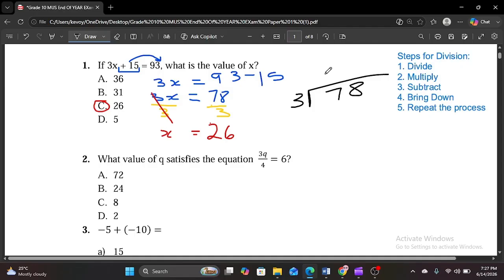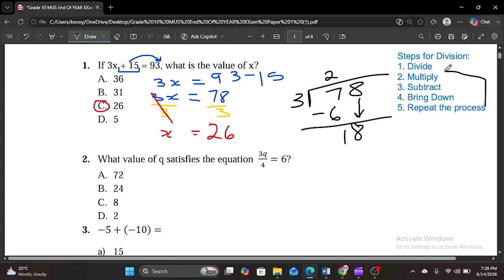So 3 into 7 goes 2 times. Afterwards you multiply. So 2 times 3 is equal to 6. After you multiply, you subtract. So after subtracting, you will have 1. And after subtraction, you bring down. So you bring down your 8, and that will be 18. After you bring down, you repeat the steps.